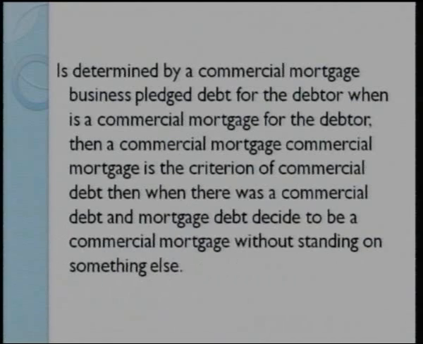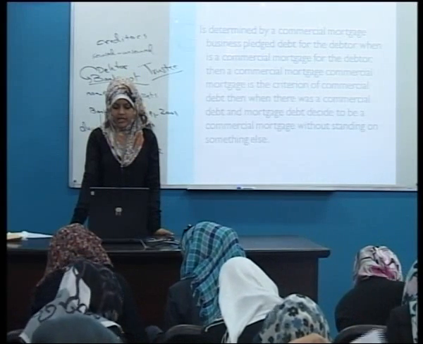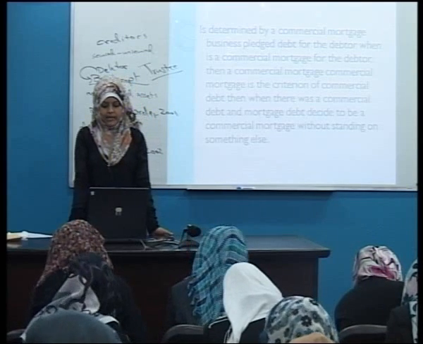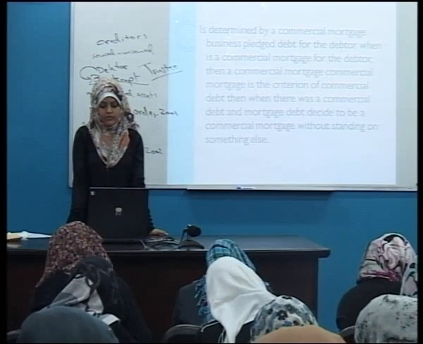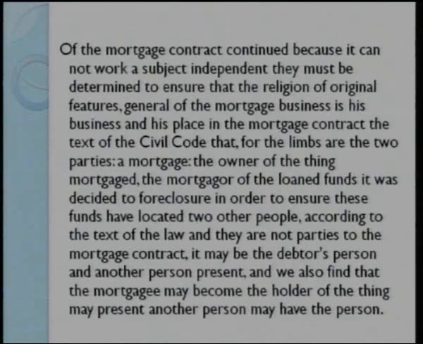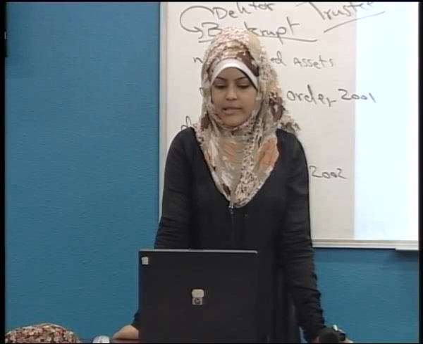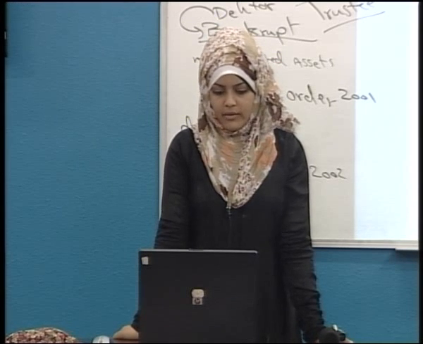The mortgage business is determined by the commercial mortgage, a pledged debt for the debtor, when it is a commercial mortgage for the debtor. Then the commercial mortgage is the creation of a commercial debt. When there is a commercial debt and a mortgage debt, it is decided to be a commercial mortgage, not standing on something else. The mortgage contract is continued because it cannot work as an independent subject. It must be determined to ensure the debt, for original features.